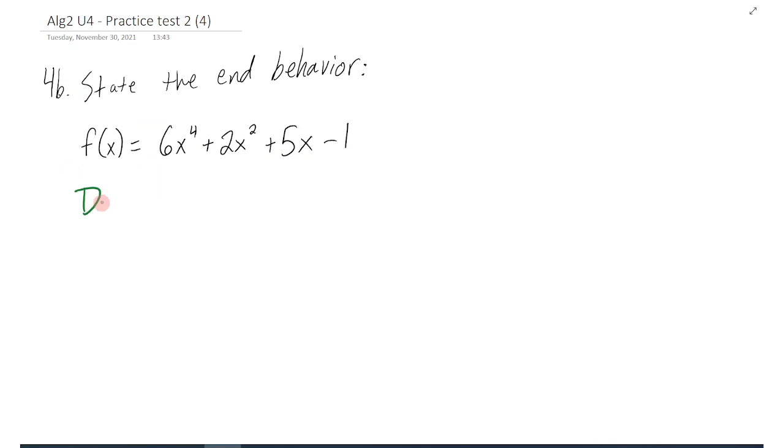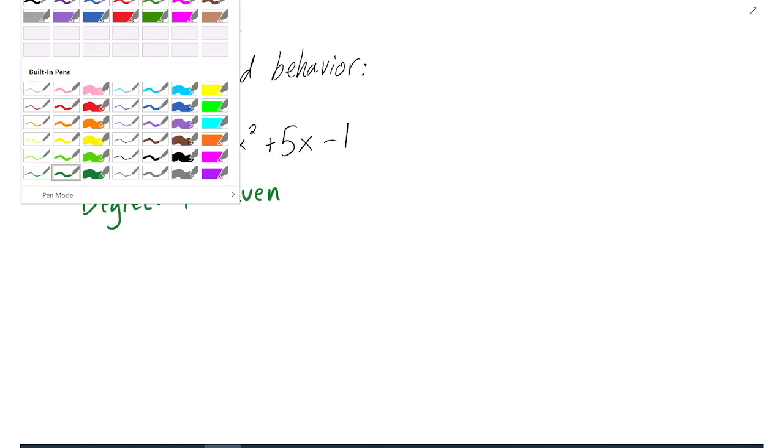We need the degree and whether it is odd or even, which in this case, our degree is 4. Okay? The largest exponent is the degree, and 4 is an even number. Makes sense.